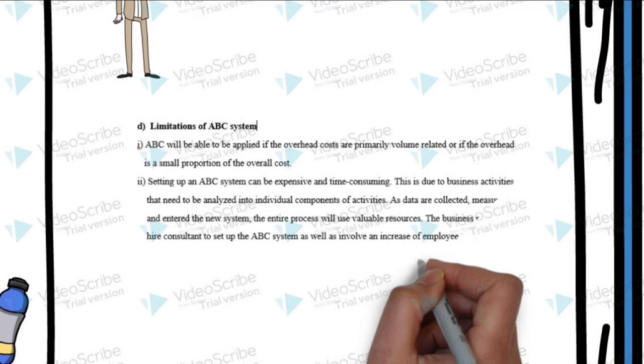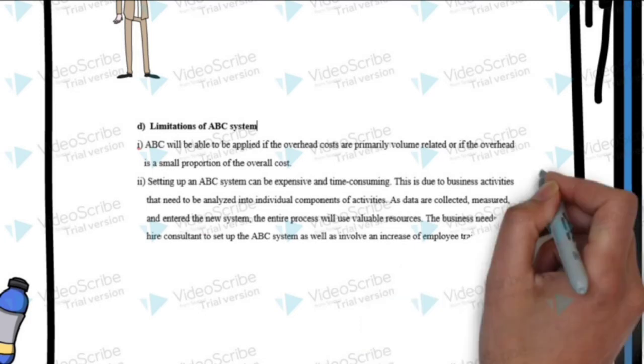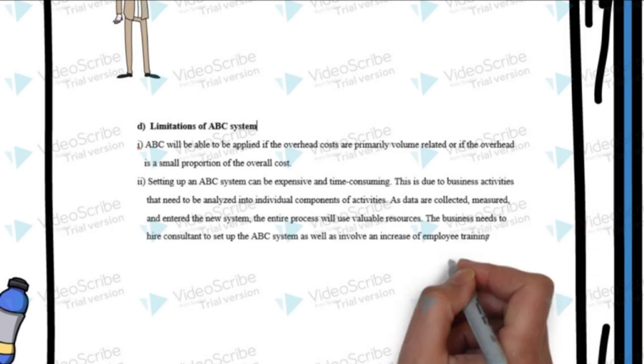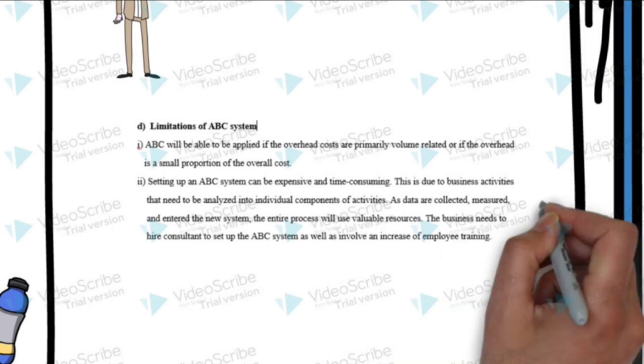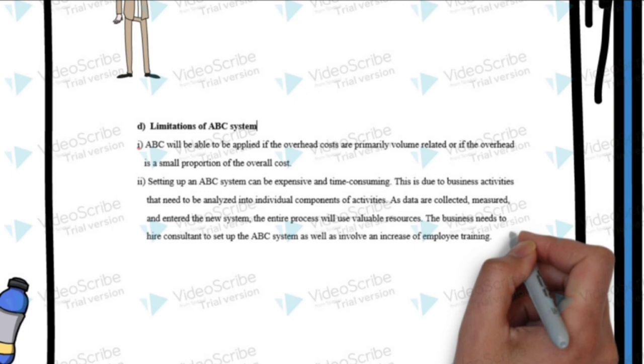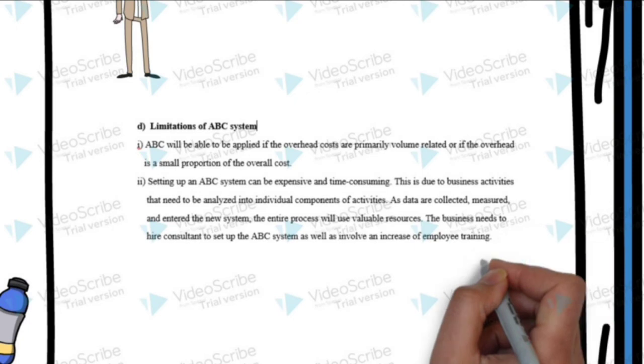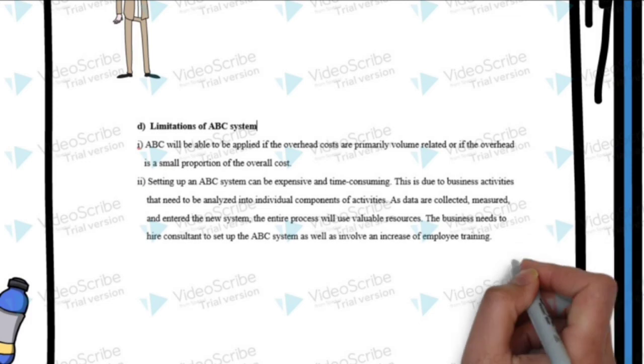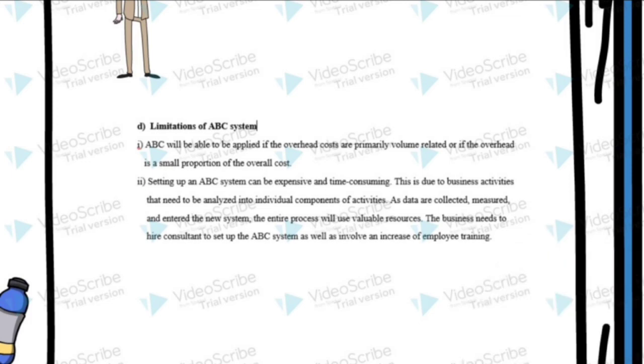2. Setting up an ABC system can be expensive and time consuming. This is due to business activities that need to be analyzed into individual components of activities. As data are collected, measured, and entered into the new system, the entire process will use valuable resources. The business needs to hire consultants to set up the ABC system, as well as involve an increase of employee training.